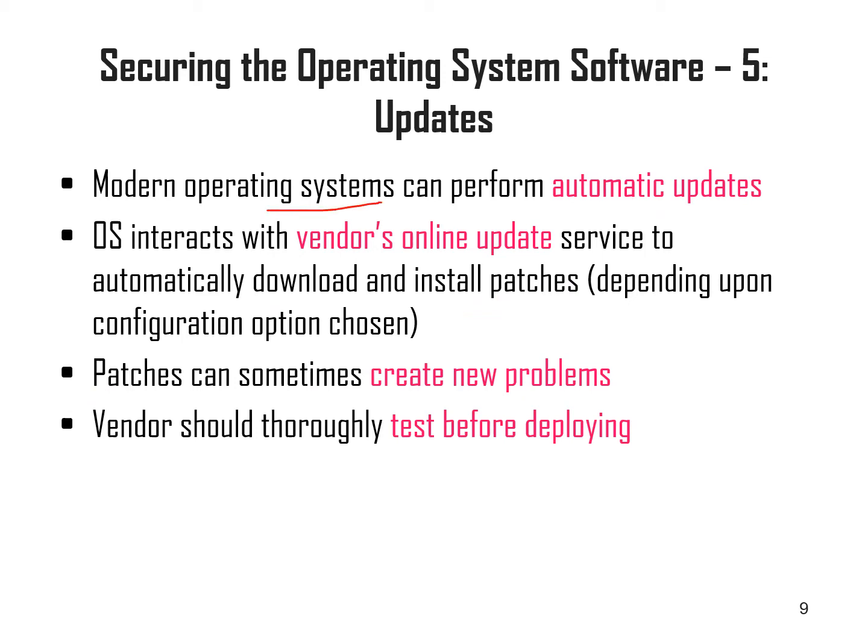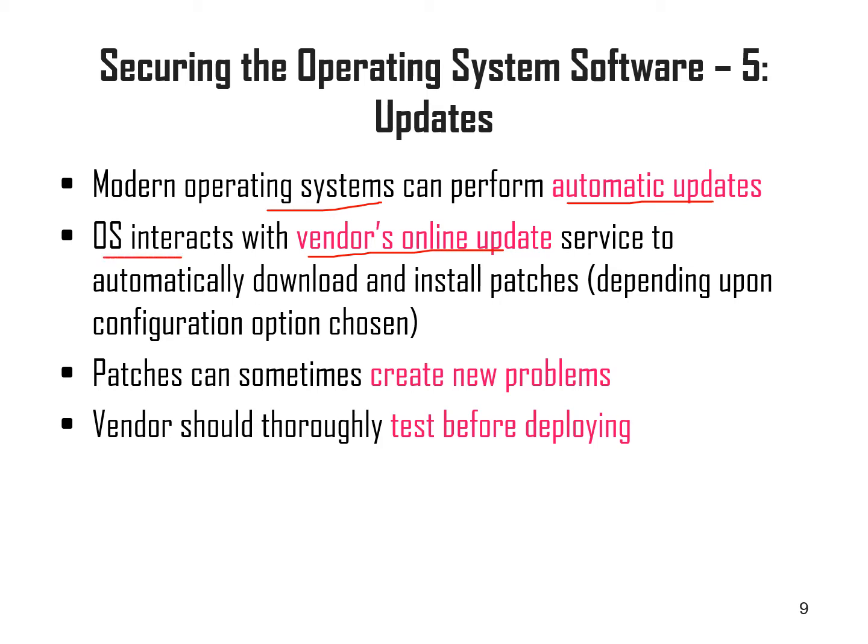So modern operating systems can perform automatic updates, you know, right? So every system will ask for automatic updates if it is not a pirated version, if it is a genuine version. Through that notification, you can update your system. So the OS interacts with the vendors online. So how is it processed? How is this automatic update happening in your system? It is a very simple procedure.